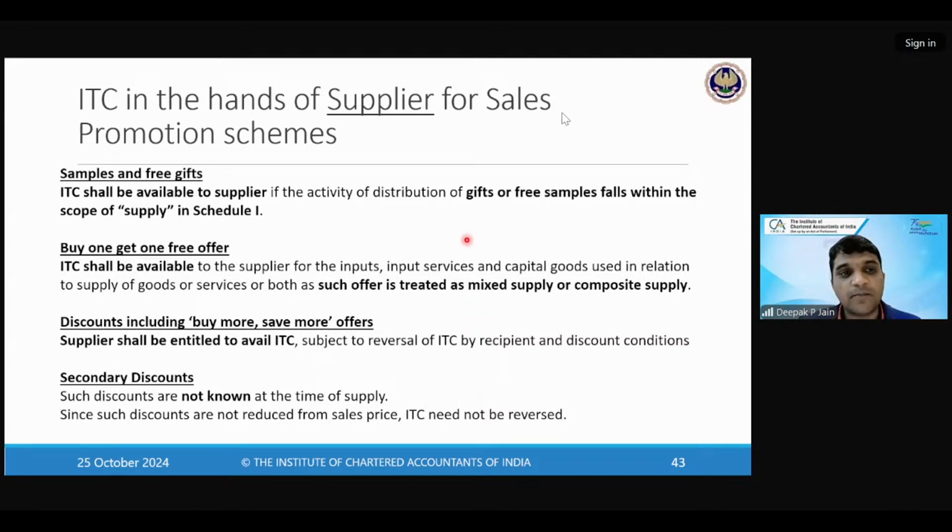Can you explain free sample point in Hindi? हाँ, समझाते हैं. So free sample point का मतलब क्या है कि जब भी मैं sample और free gift देता हूँ, क्या उसके ऊपर मुझे GST रिवर्स करना पड़ेगा?